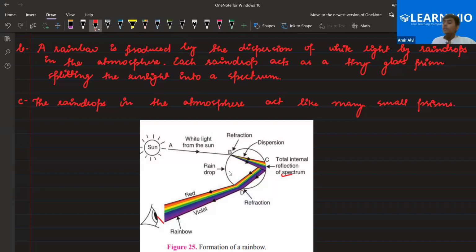So it doesn't matter the shape. I'm saying they act as a tiny prism, because a tiny prism does the same thing as the raindrops are doing. Right? Okay. So it doesn't matter the shape. What matters is the property of the raindrops. Clear? Yes, sir. Clear, Aisha, Mariam, Junaid, and yeah.